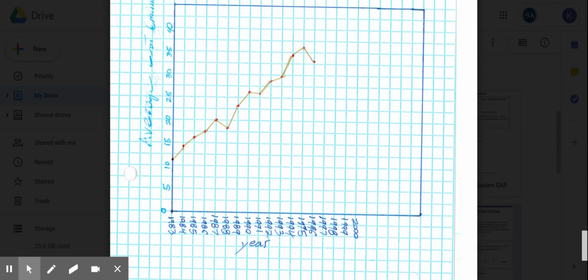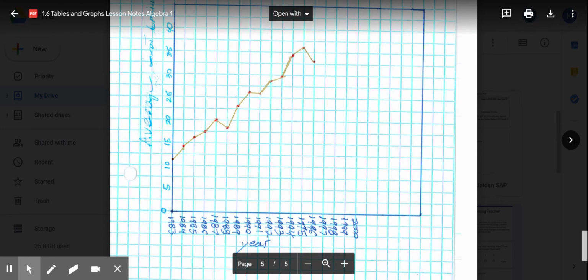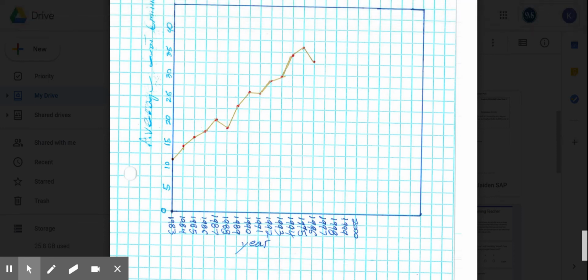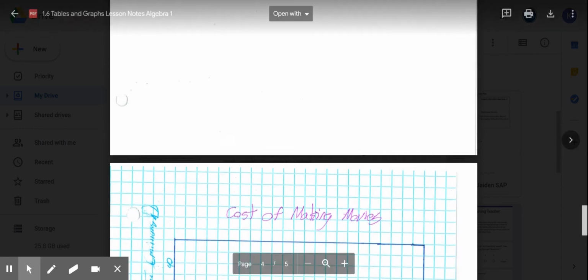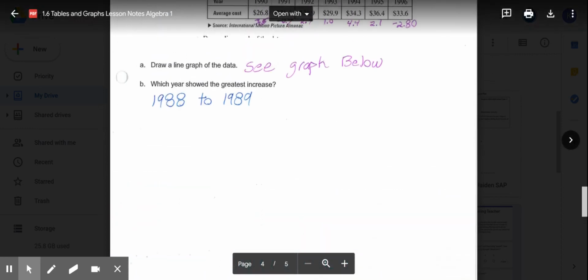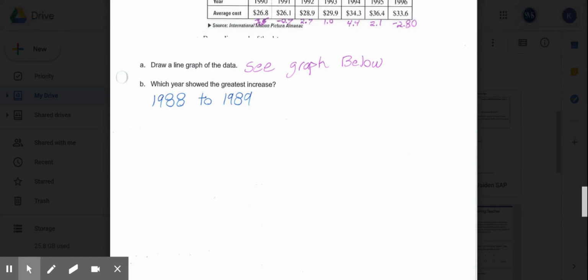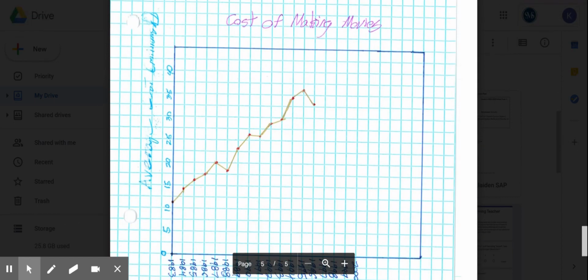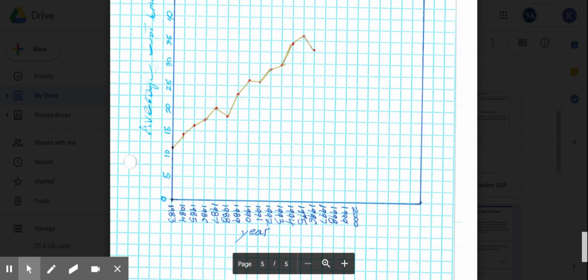So we can see we have some dips where the price was going down, and we had some steeper jumps where the price was going up more than in previous years. So the steepest jump would tell me my greatest increase, but this one looks pretty close to this one, and it's hard to tell from the graph. So for question B, they're asking which year showed the largest increase. How I can figure that out, is it going to be from 88 to 89, or from this one here, 93 to 94?